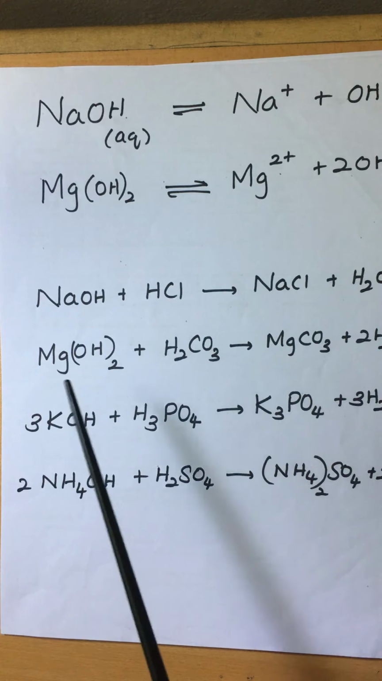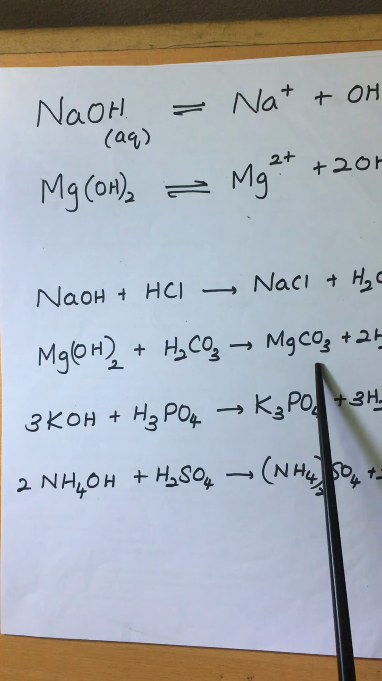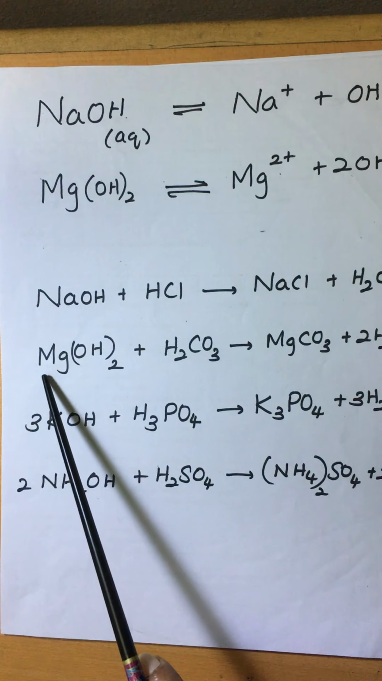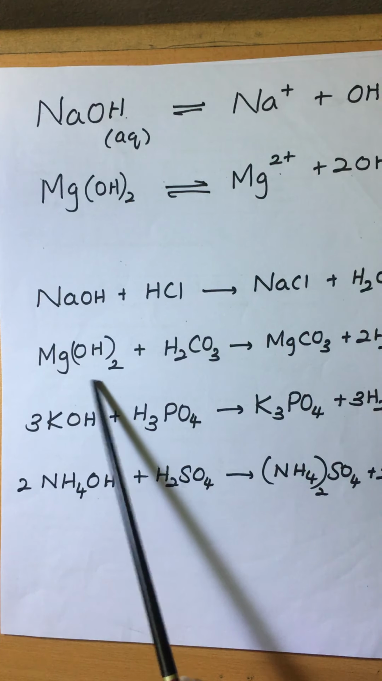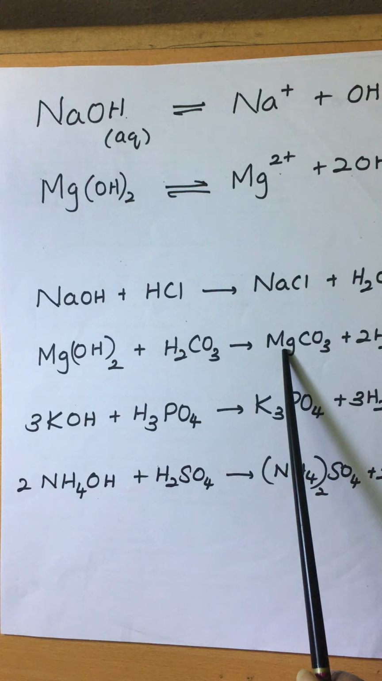Same way, a weak base reacts with a weak acid, that also makes a complete salt. The weak base is magnesium hydroxide, milk of magnesia, and the weak acid is carbonic acid. So when a weak base reacts with a weak acid, we get complete salt. Strong base with strong acid or weak base with weak acid forms complete salt.